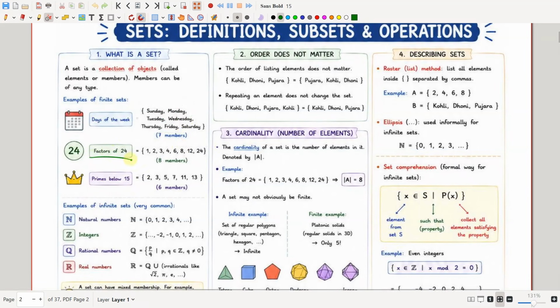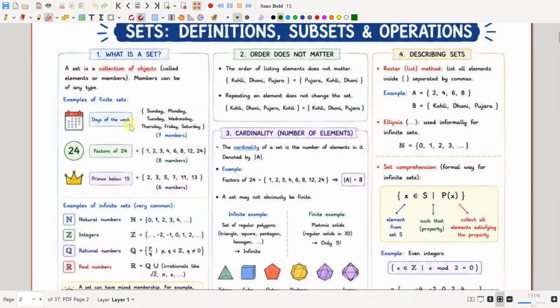Okay, and the factors of 24. Let's factorize 24, which will be 1 into 24, 2 into 12, 3 into 8, 4 into 6, like that. Everything is included. So this will be the set of all the factors of 24, and the primes below 15 will be 2, 3, 5, 7, 11, 13. So this is a 6-member set.